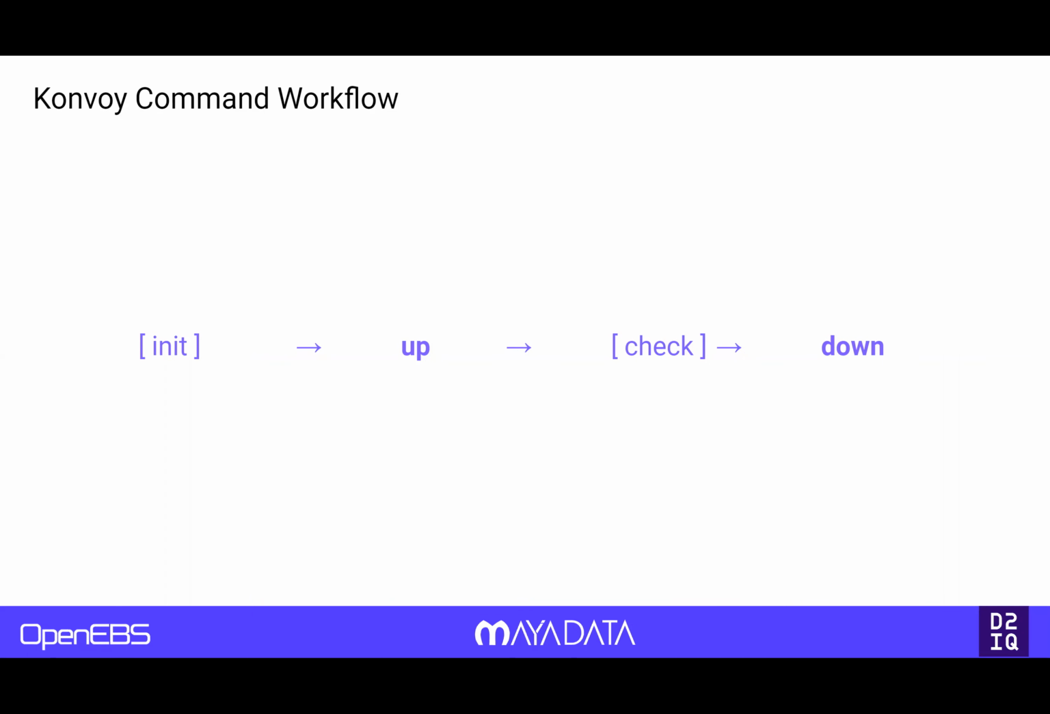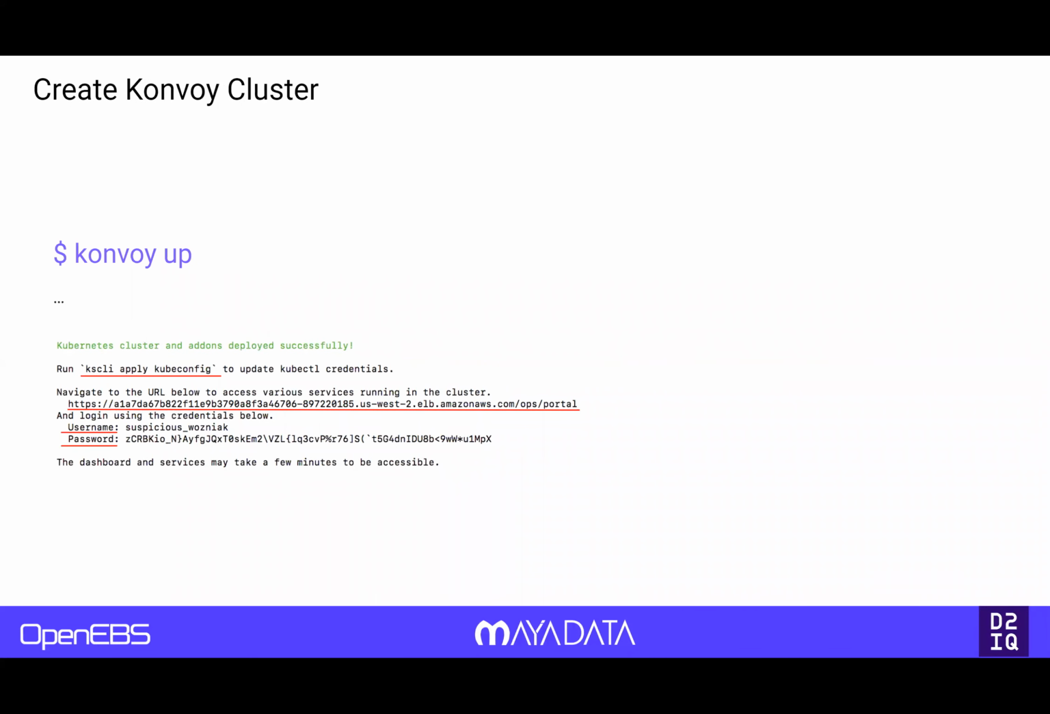So it's just 4 simple commands that you have to know: init, up, check, and down, whereby up and down is sufficient if you just want to use basically the default configuration, which is like 3 masters and 4 worker nodes. So if you just want to spin up a cluster quickly to test something out, you're good to go.